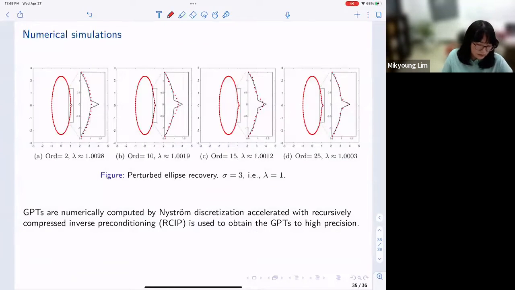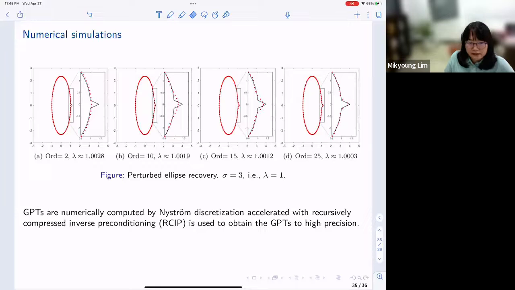So here is a numerical simulation. The domain is this perturbed ellipse, so it is an ellipse with a corner. The GPTs are numerically computed by Nystrom discretization, accelerated with all-CIP computation, thanks to Professor Johan Helsing.